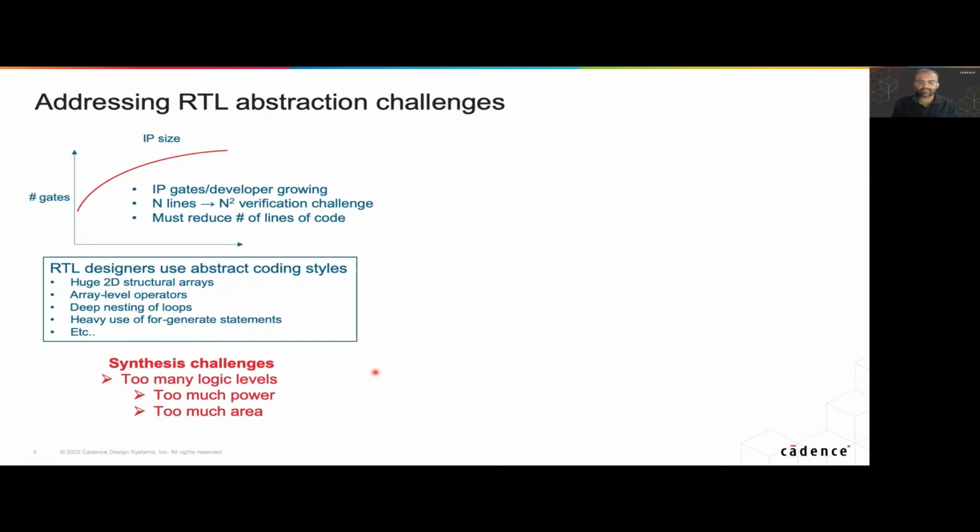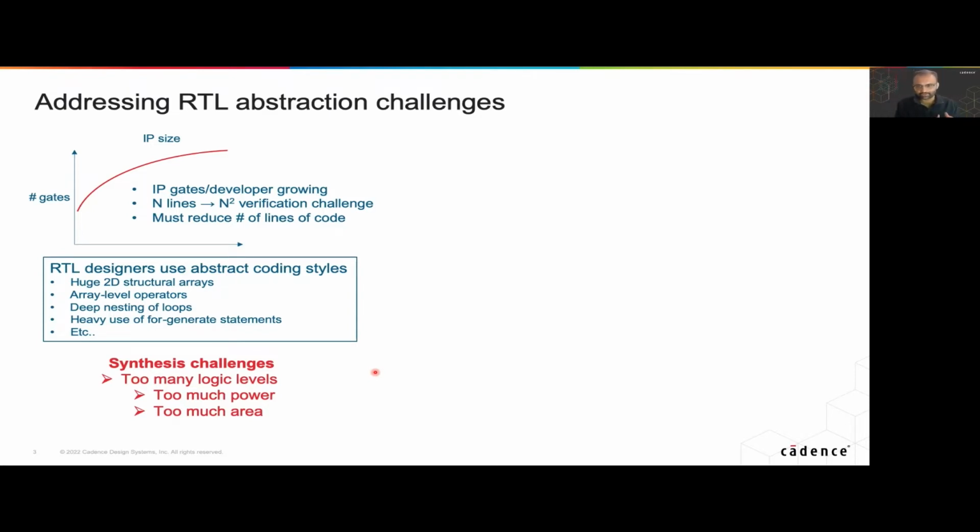To do that, developers are writing better, compact code, and SystemVerilog really allows you to do that. These are all these abstract coding styles with 2D structural arrays. You have deep nested loops, heavy use of for and generate statements. All that is driving RTL to look more and more like software. So this presents a lot of challenges for synthesis.